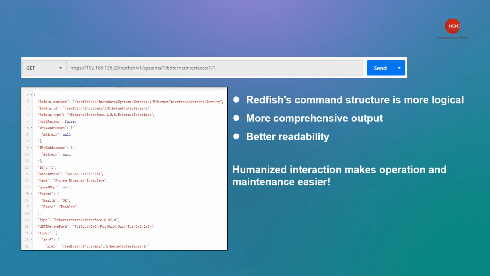Let's look at the output result. The hardware information is more comprehensive, not only showing the MAC address of the network card, but also the IP address, health status, and other information. More importantly, the display can be directly read and the expression is clear. So how does RedFish make it so convenient?